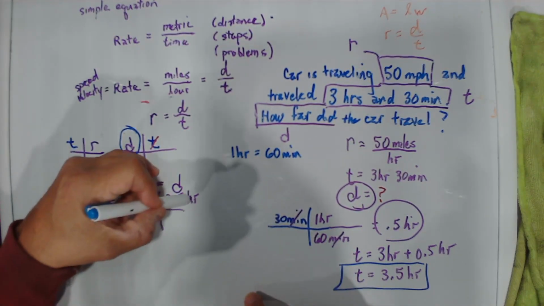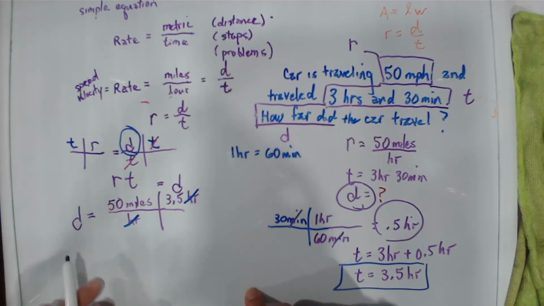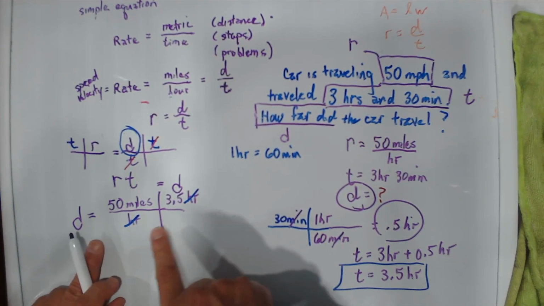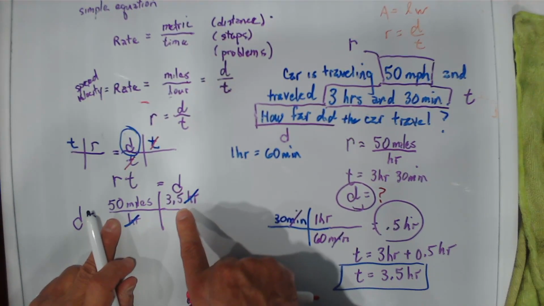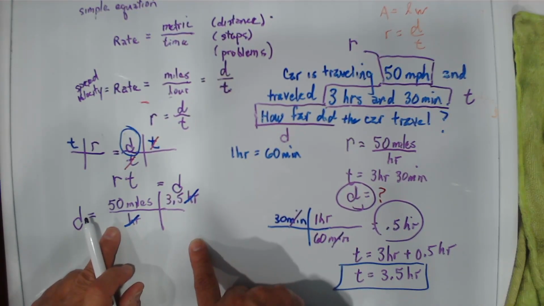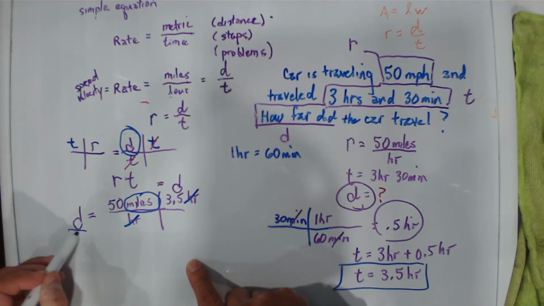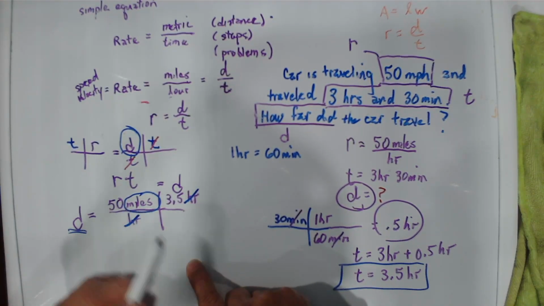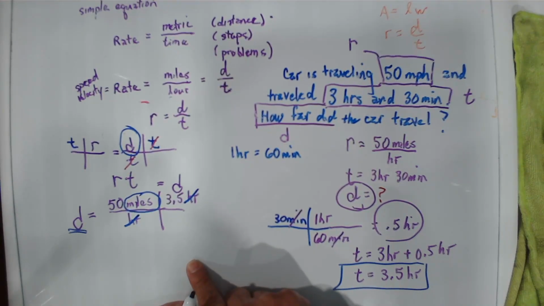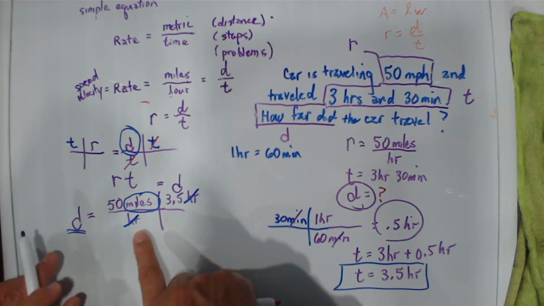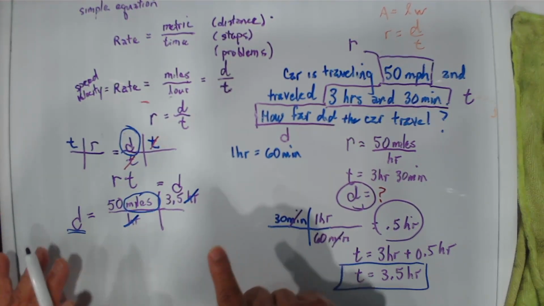Okay, our hours are going to cancel out, and our distance is going to equal 50 miles times 3.5 hours. Is miles a distance unit? Does that match up? Distance in miles? Yeah, that works, because miles is a unit of distance, so I think we've got it.